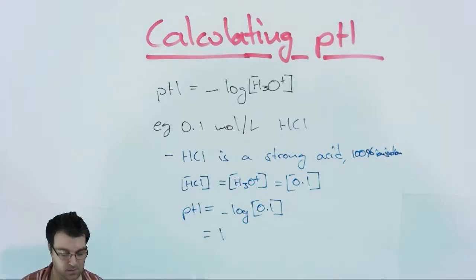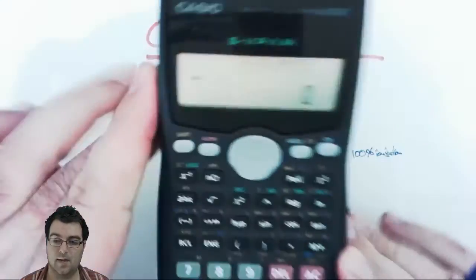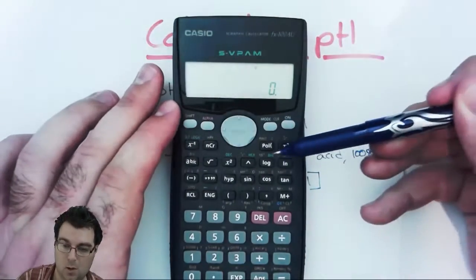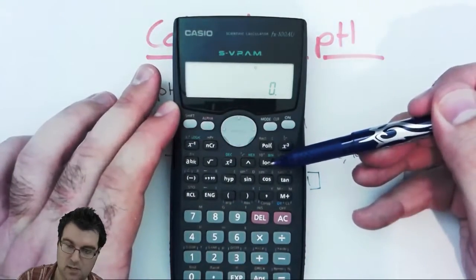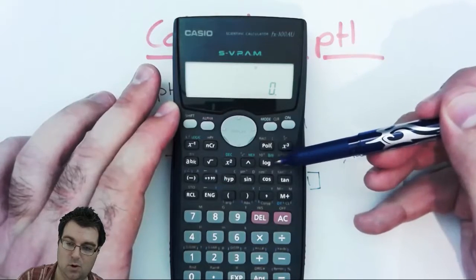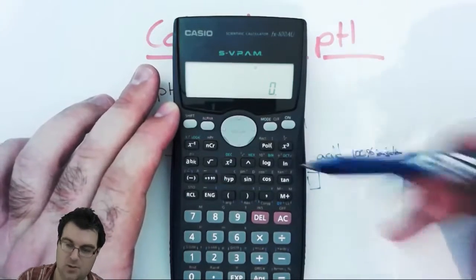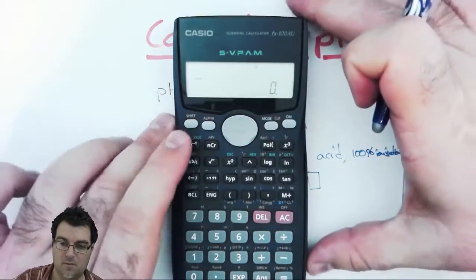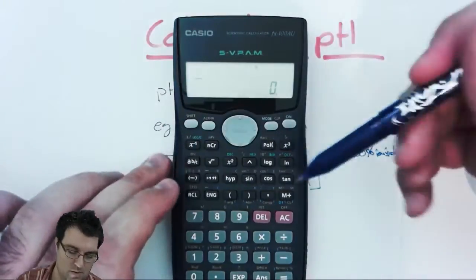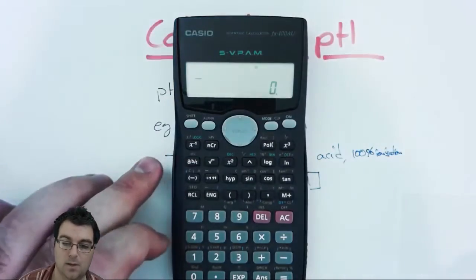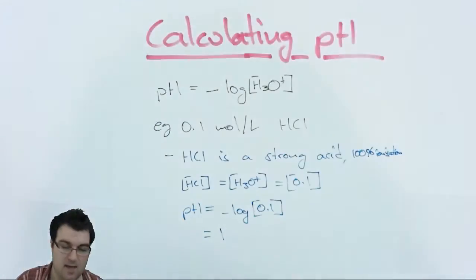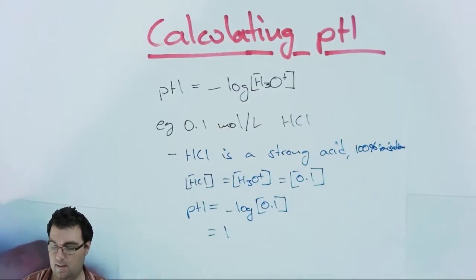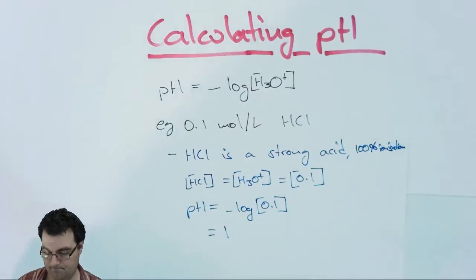Now take note with your calculator that we're talking about log to the base 10, so that should be the log button. There is also natural log, which is a different function on your calculator, so just be mindful that you are using the correct log when you calculate these values. That's fairly straightforward, and that will give a pH of 1 in this example.